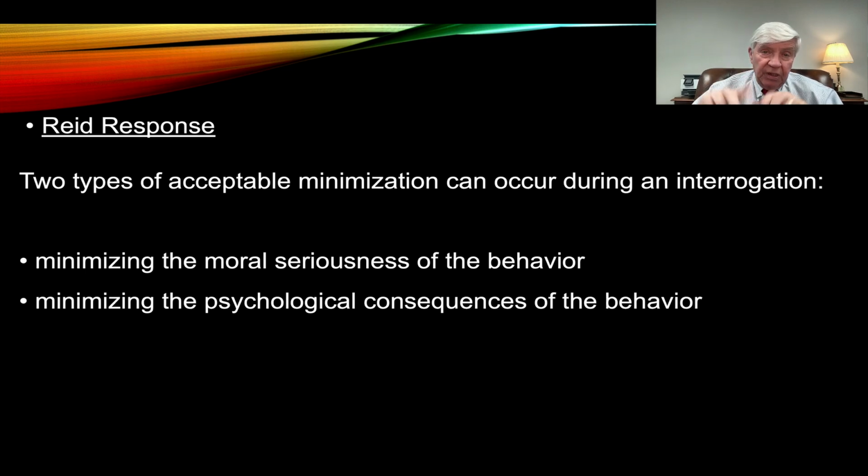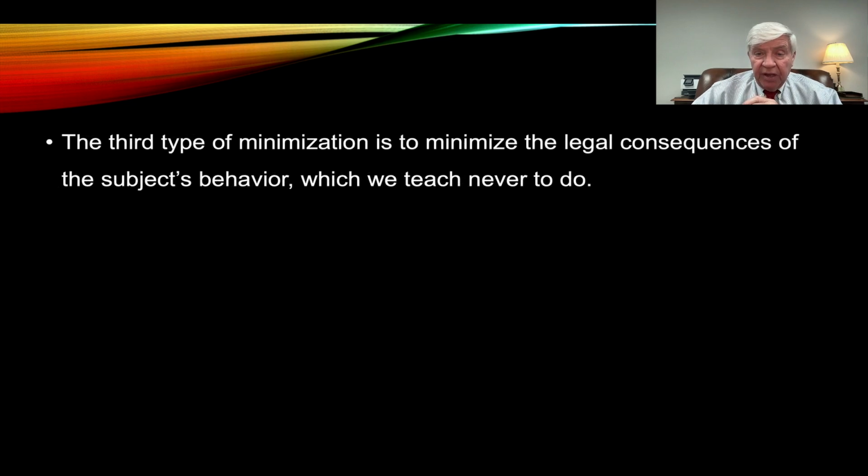There are two types of acceptable minimization: minimizing the moral seriousness of the offense, and minimizing the psychological consequences of the behavior. The third type of minimization is to minimize the legal consequences of the subject's behavior, which we teach never to do, because that basically is a promise of leniency. You tell me you confess, you won't spend any time in jail.